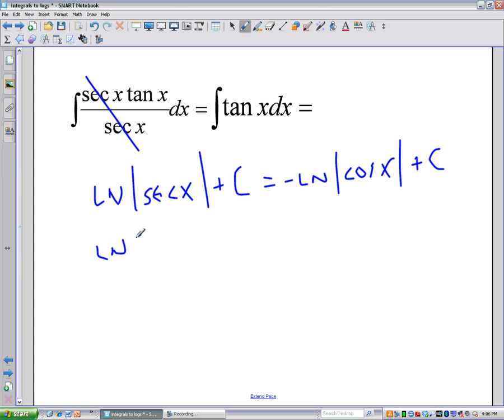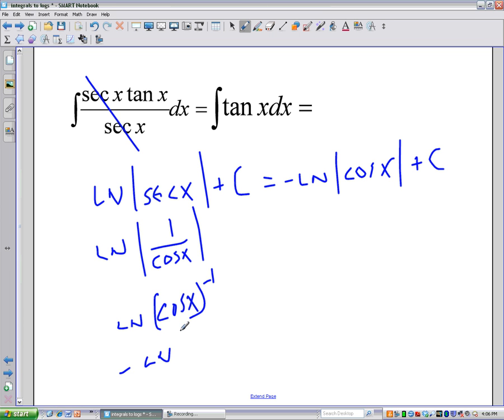Well, secant is one of those reciprocal trig functions. It's 1 over the cosine. And sometimes we might write 1 over the cosine as cosine x to the negative 1. And what could we do with that negative exponent? Well, we could bring it out front, and we end up with negative natural log of cosine of x. And that's what we had over here, plus c. All right, so they're the same thing. I think that's my point.